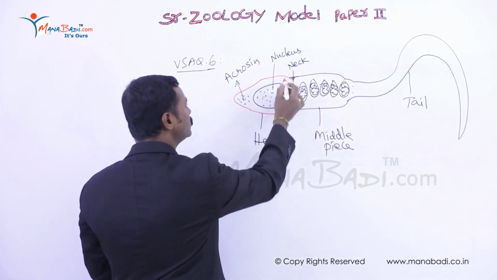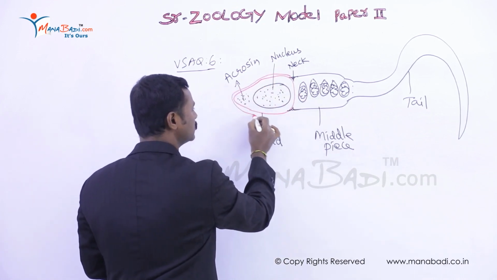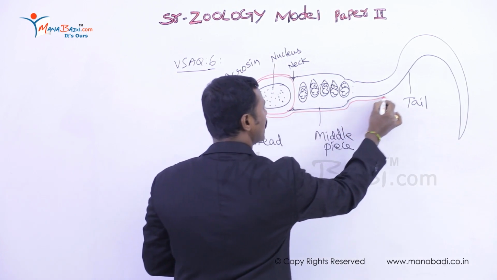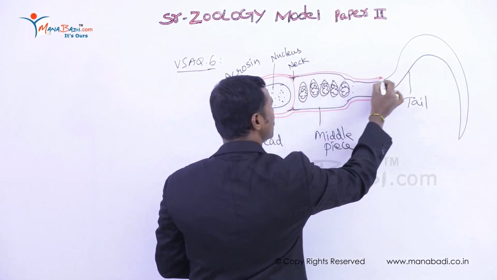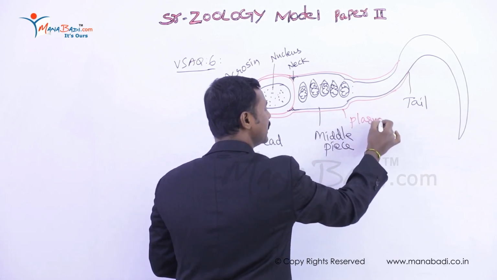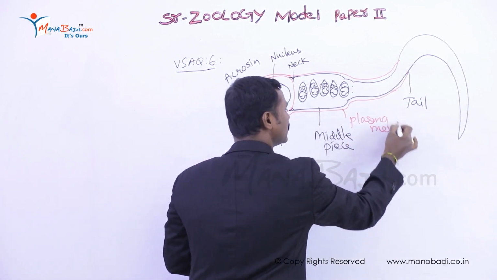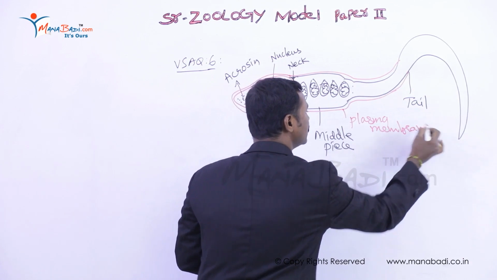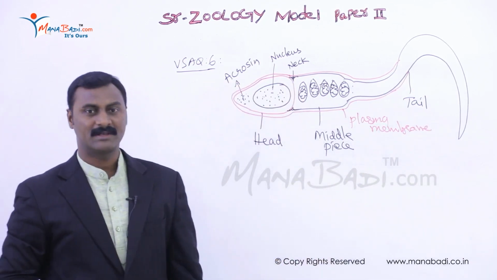If you are interested in drawing the outer coat also, you can mention the outer coat as the plasma membrane. You can draw the diagram neatly. You will get 2 marks.